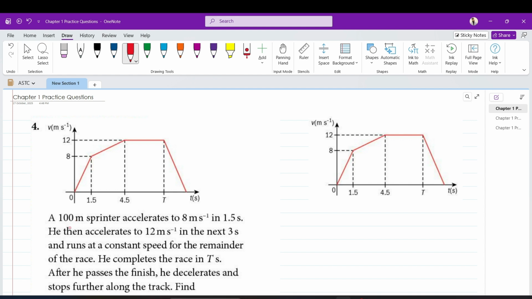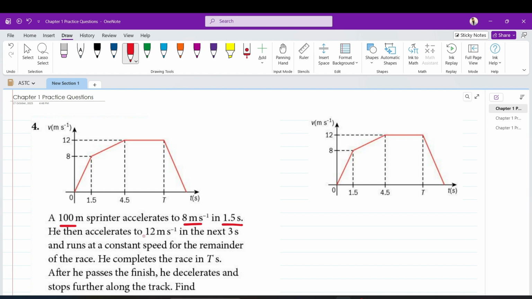The first question is, a 100-meter sprinter accelerates to 8 meters per second in 1.5 seconds. He then accelerates to 12 meters per second in the next 3 seconds. It's good practice that while you're reading the question, you also refer to the graph so that you understand what it's talking about. When it says it's a 100-meter race and the sprinter accelerates to 8 meters per second, we can see that he starts from 0 and then accelerates to 8 meters per second. The time duration is 1.5 seconds.